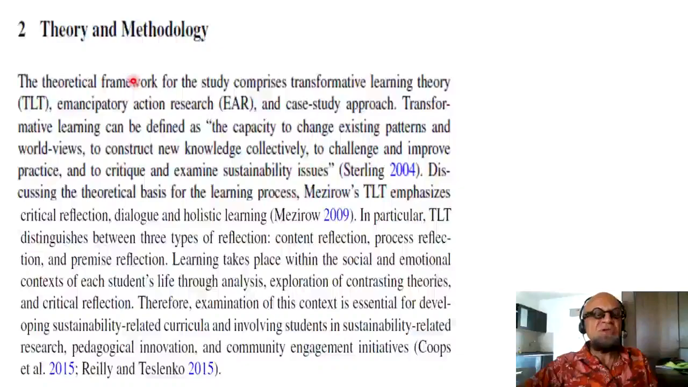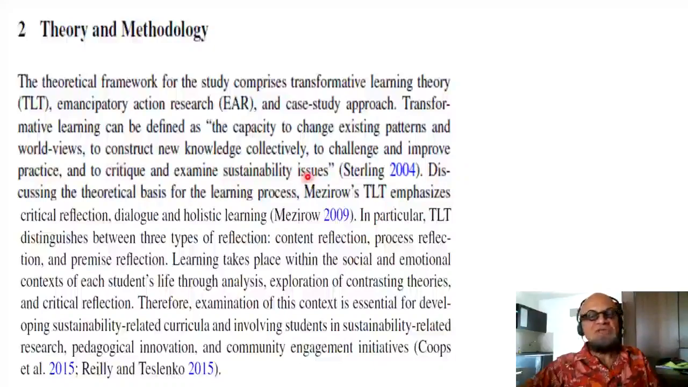So theory and methodology. The theoretical framework for the study comprises transformative learning theory, emancipatory action research, and case study approach. Transformative learning can be defined as the capacity to change existing patterns and worldviews, to construct new knowledge collectively, to challenge and improve practice, and to critique and examine sustainability issues.